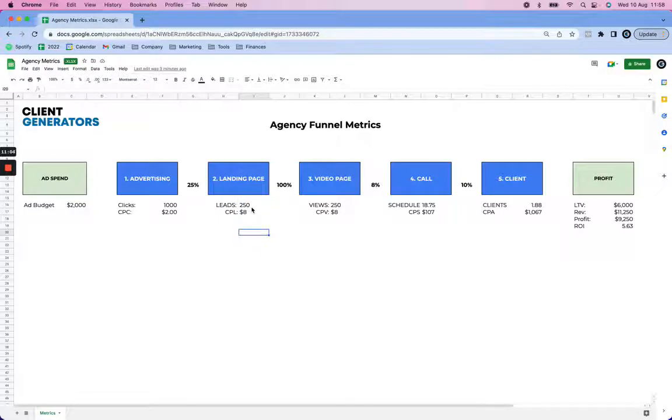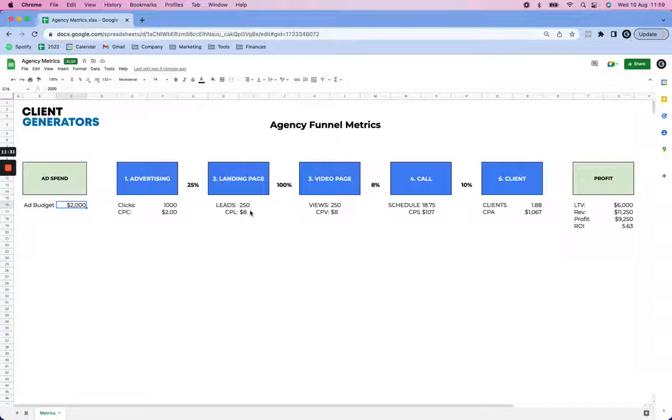So we've got 250 email leads, and this is a calculated spreadsheet. You can see here that now our cost per lead is $8. So we spent 2,000, we got 250 leads. That means our cost per lead is $8. Again, you can be profitable with leads that are $8. We like to get it below $5 or around $5 for our clients, but you can still be profitable with $8 leads.